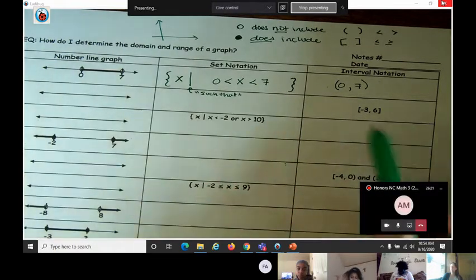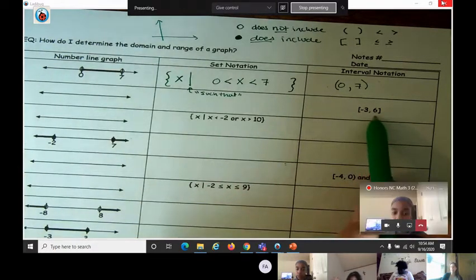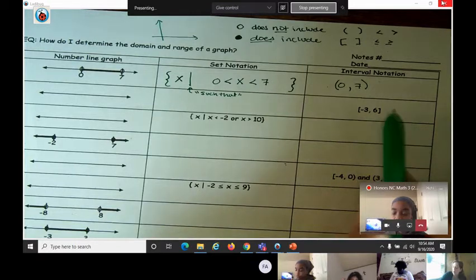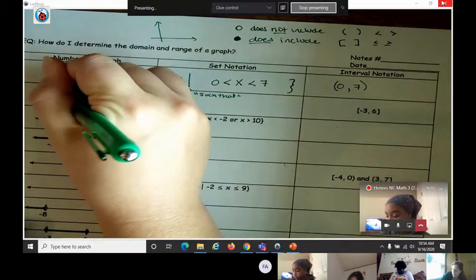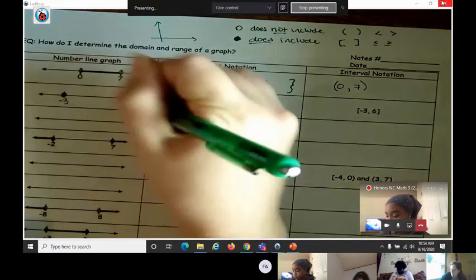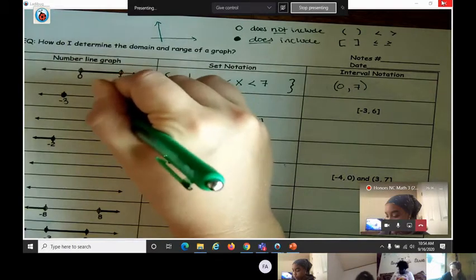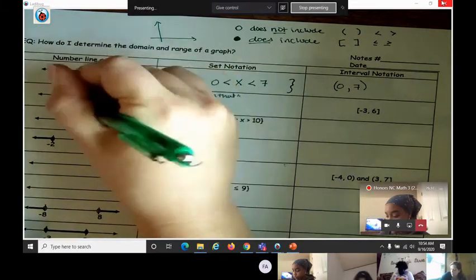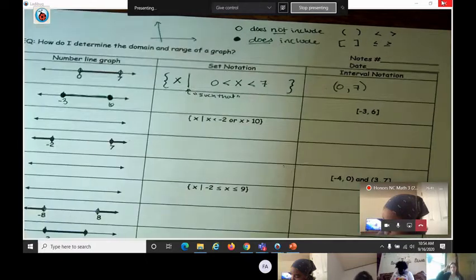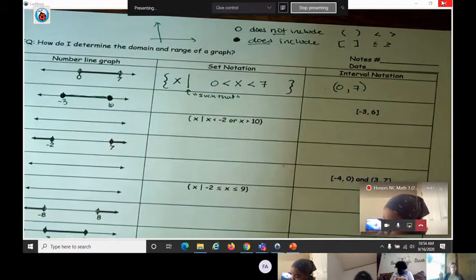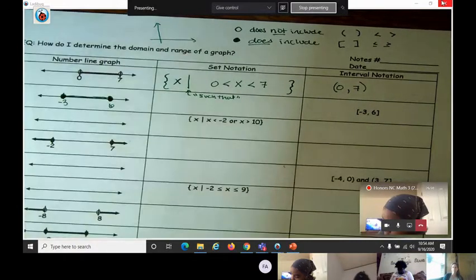Okay, so for this next one, I have -3 to 6, and I have square braces, so I'm going to include them. So on my number line, I'm going to have a filled in dot at -3, a filled in dot at 6, and I'm going to draw, I should have picked a different color so it was more obvious, I'm going to draw a line straight between them. All right, so do I have a brave soul that wants to tell me how to write the set notation for this one?